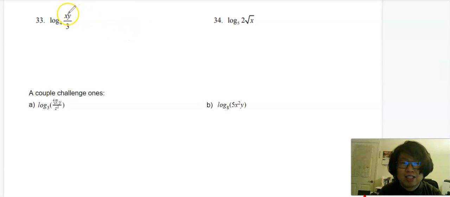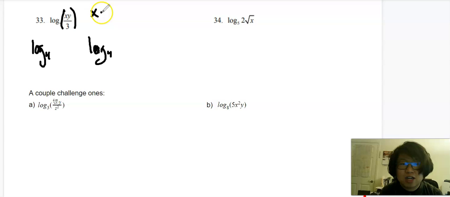Okay, I got my x, I got my y, and I got my divided by 3. So when I try to expand this, let's just do it one piece at a time. Okay, one piece at a time. I know I'm going to have log base 4 in my expanded form, so I'll go ahead and write that first. But when I look at my argument, x y over 3, that is x times y divided by 3.